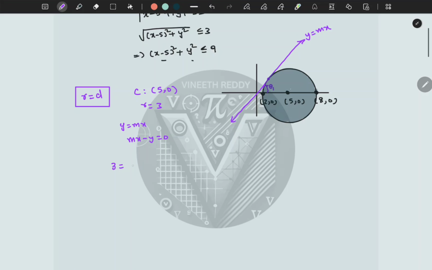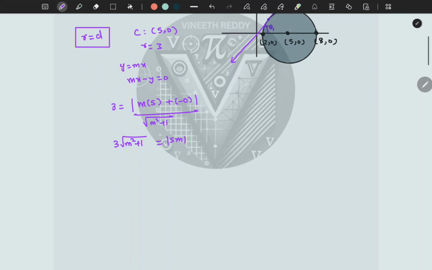So what is the radius? Radius is 3. Perpendicular distance from the center will be m into 5. I hope you know how to find the perpendicular distance, dear students. So directly writing that. Now let us cross multiply. So we get this thing. Now let us square on both sides.